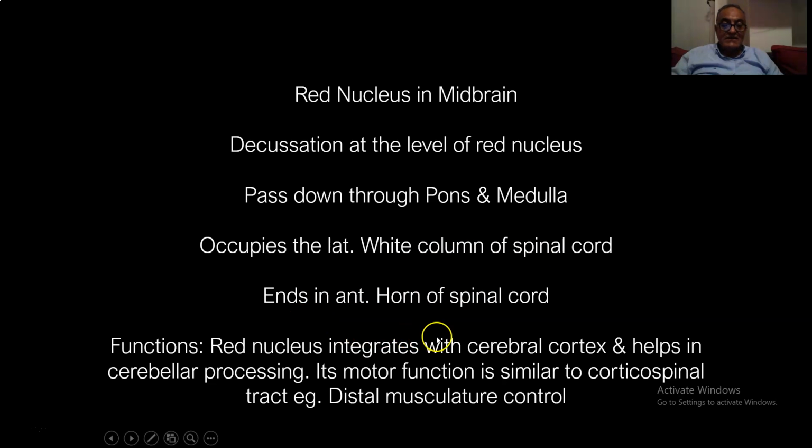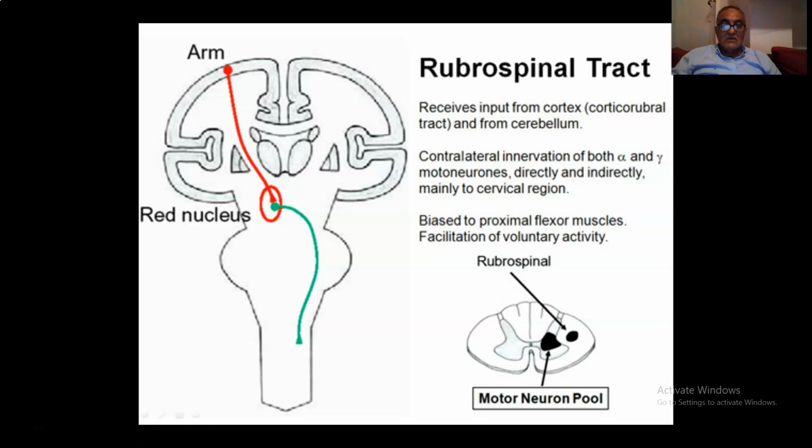Functions: it is integrated in the cerebral cortex, cerebellar processing. You remember the dentato, rubro, thalamo, frontopontocerebellar pathway. So this is the rubro. Its motor function is similar to corticospinal tract in distal control of the muscles. This is the rubrospinal tract crossing in the midbrain and going to the other side to the spinal cord. Also, it is involved in the pathway of connection between the cerebellum and the pyramidal tract, the cerebral cortex.